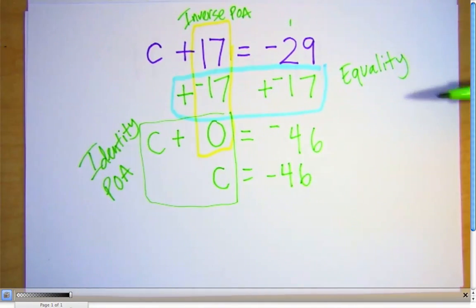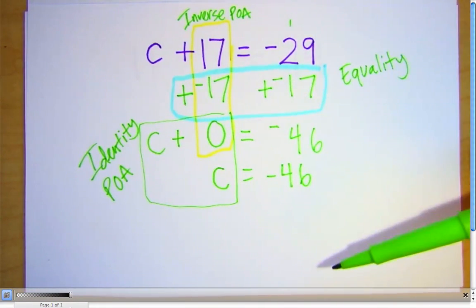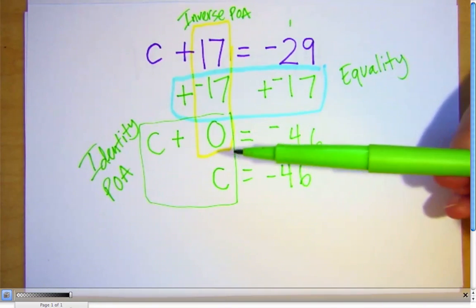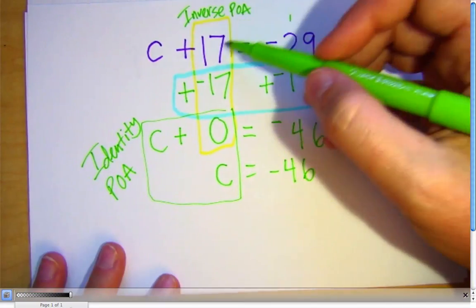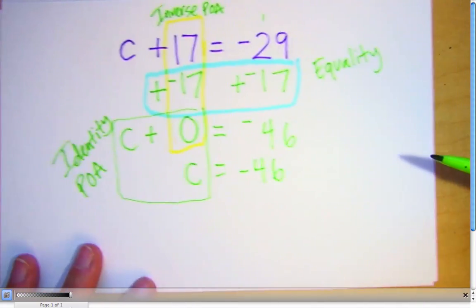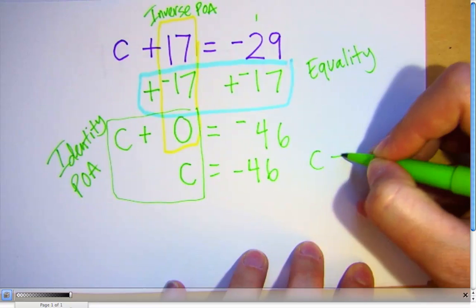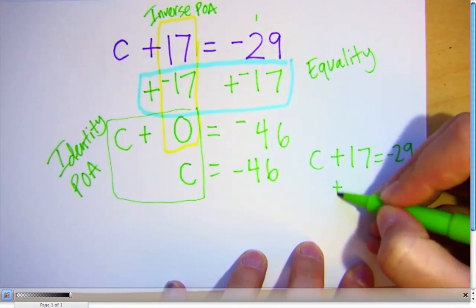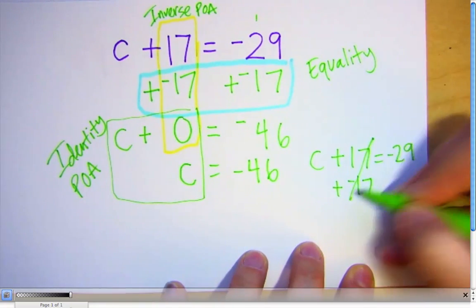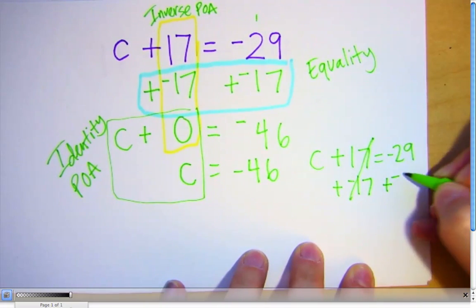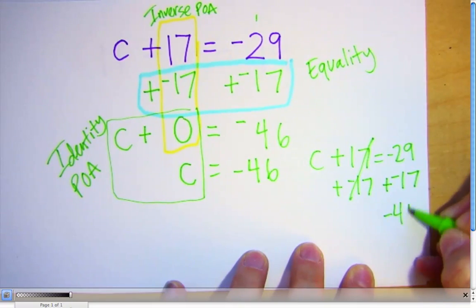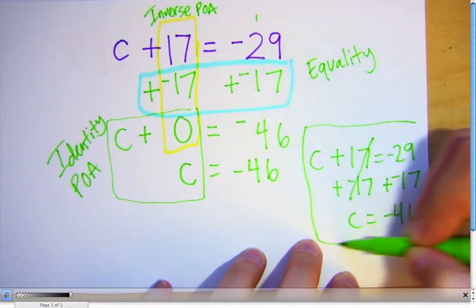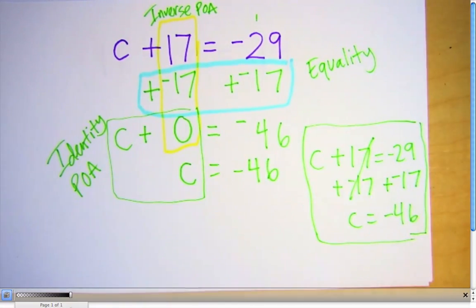So those are the steps I'm using to solve any of my addition one-step problems. It is not necessary for you to show the c plus 0 step. You can just show it as crossing out the negative 17. So over here I'll show you just a quick little one. If I had c plus 17 equals negative 29, you only have to show it as adding your opposite. You can show that that equals 0 by crossing them out, and show that just c, which is left over here, equals negative 46. So these are all the steps you personally need to show in your work.